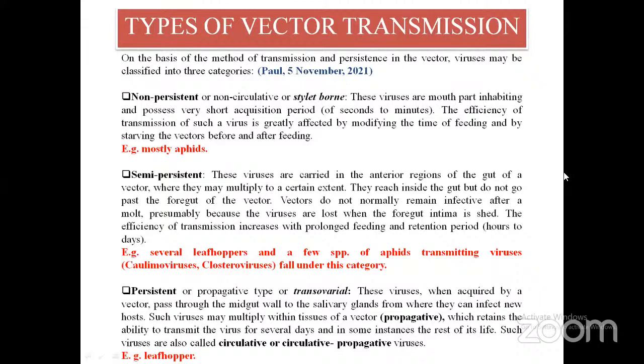We can simply say that persistent can be classified into two basic categories: persistent circulative, that is, the virus just circulates inside the body of the insect, and then transmission happens and the spread of viruses there. But the second category will be persistent propagative, where the virus not only circulates inside the body of the insect, it also propagates inside the insect body. And the examples would be mostly the leafhoppers.